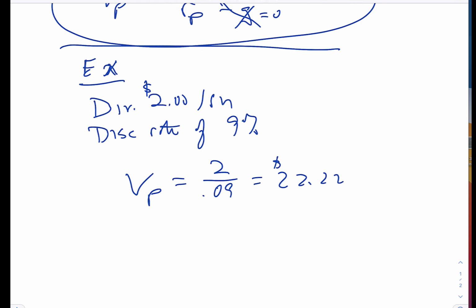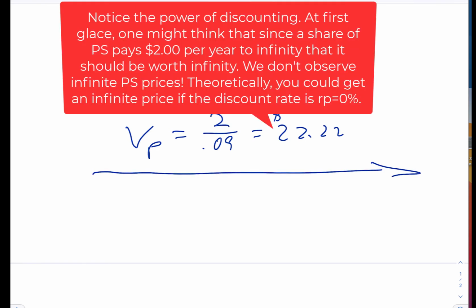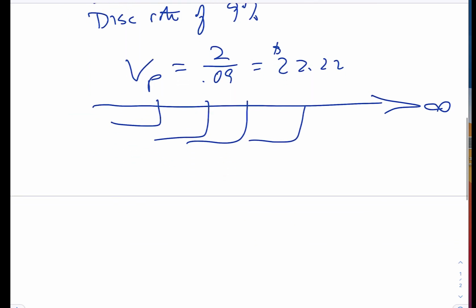So this preferred stock has a value of $22.22, and you're going to get $2 constant forever. The same $2, you're going to get it all the way to infinity. And the discount rate to bring everything back is 9%.